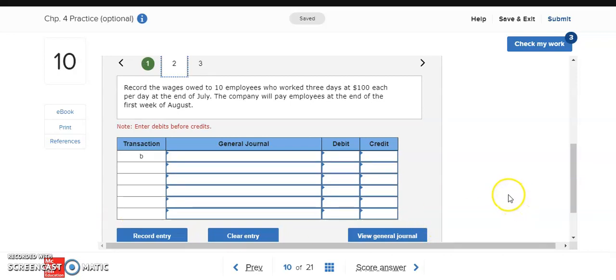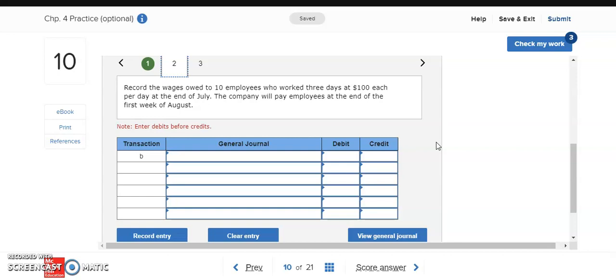In transaction B, it says to record the wages owed to 10 employees who worked for 3 days at $100 each per day at the end of July. The company will pay employees at the end of the first week in August. For our second journal entry, what we're going to do is multiply 10 employees times 3 days times $100 a day and get $3,000 that we owe them as of July 31st.